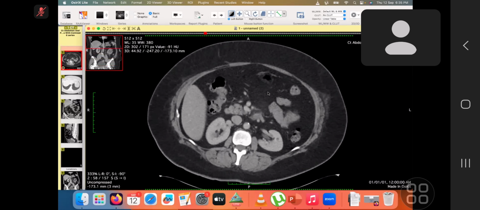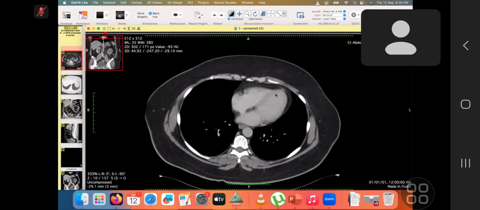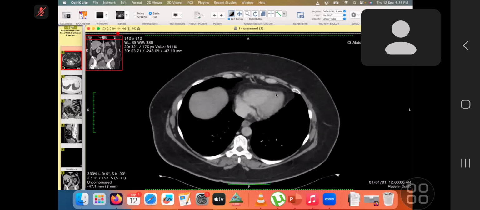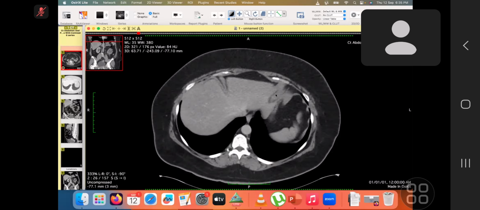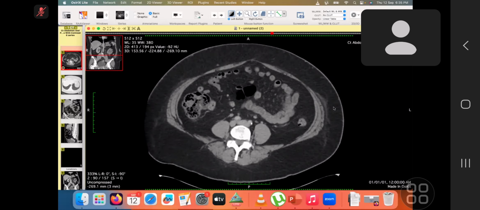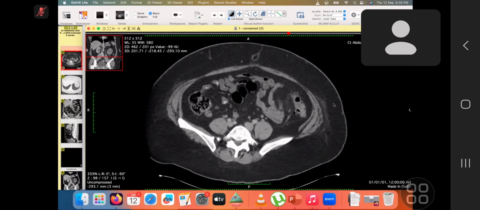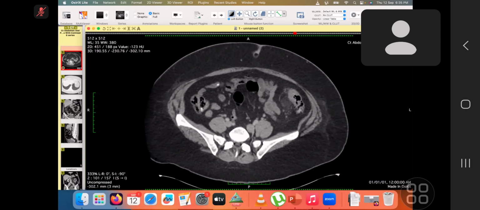Just checking the liver to see if I can see any evidence of liver abscess. I don't see any evidence of a liver abscess. There is also some stranding within the subcutaneous tissues overlying the left anterior abdominal wall, but I see that's on the other side, so I don't think that's significant.